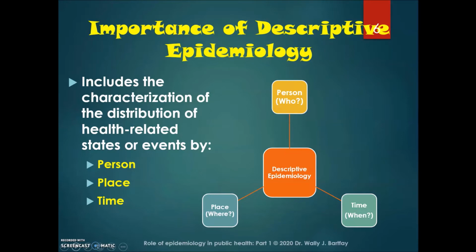So by person, we're referring to who tends to be affected. Is it males? Is it females? Is it certain occupations and so forth? The place, of course, relates to where this is occurring. Is it occurring in certain environments? Does it occur in water? Does it occur in certain occupations? And of course, the time element is very critical as well in terms of exposure times or the time necessary for a disease or ill state to develop.